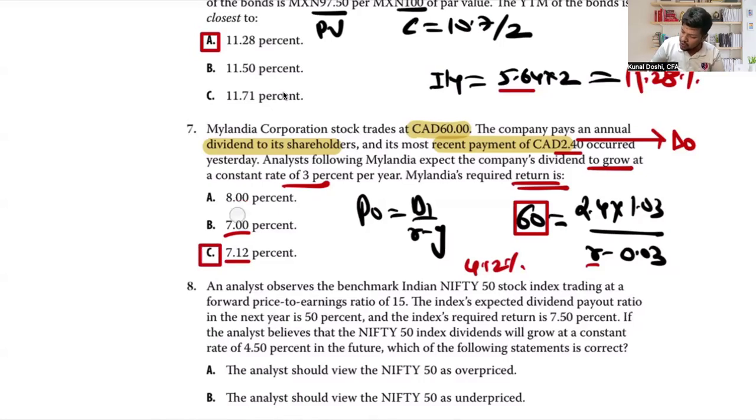Of course, you can put the calculator and resolve it, but no need to waste time. Just put the choices, do trial and error, get the answer. The answer should be equal to the price that they've given. Clear, everyone? Got it?